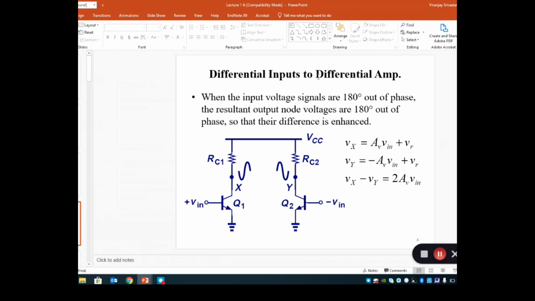Then this is the differential input to the differential amplifier, meaning we are taking the output differentially, so its name is differential amplifier, because it is amplifying the input signals. Differential input means the inputs are out of phase, 180 degrees opposite to each other. In this case we get the output amplified 2 times the input voltage multiplied by the voltage gain. There is also no error or ripple, because this ripple is cancelled out by the other ripple.